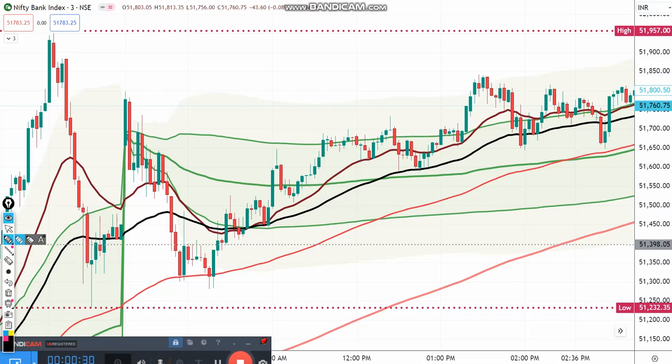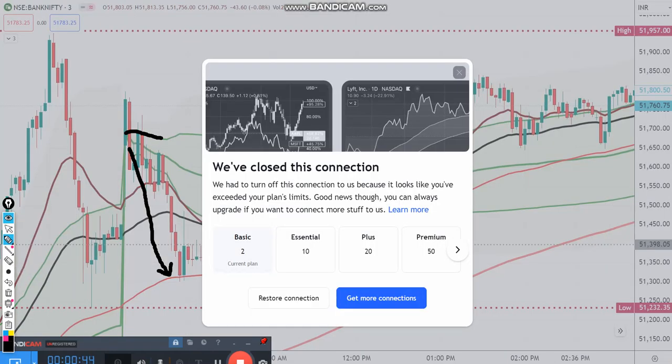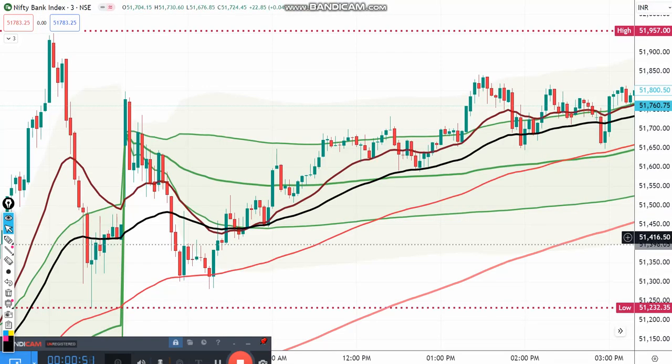So it came down. There was a rejection from the VWAP band, and it came back to the 50 and 100 MA. Typical case actually. It came back to the 100 MA, and from the 100 MA it received support. It received support from the 100 MA here, and again here there was support from the 100 MA, and the market started going up.